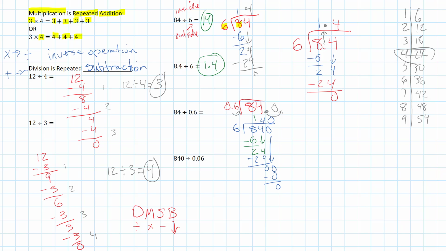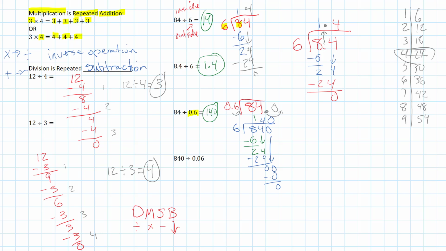And that means that my final value here is 140. If I take 84 and I break it up into parts that are 0.6 in size, I'm going to have 140 of those parts. Okay, that decimal trick was pretty helpful, I think.